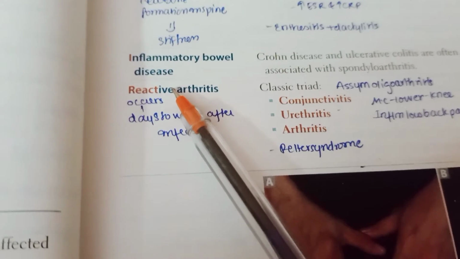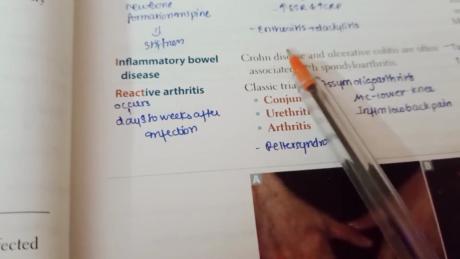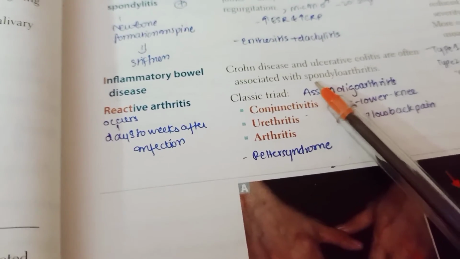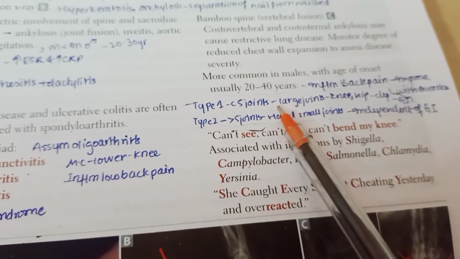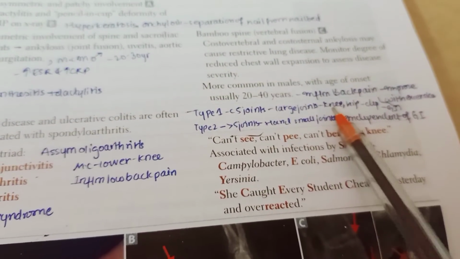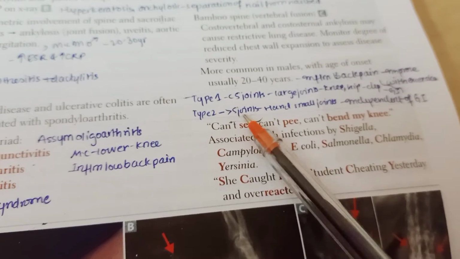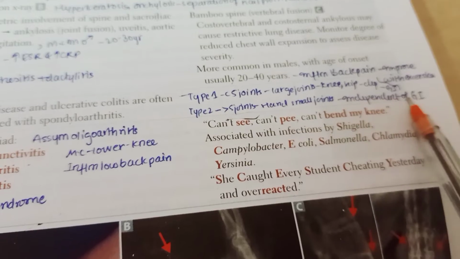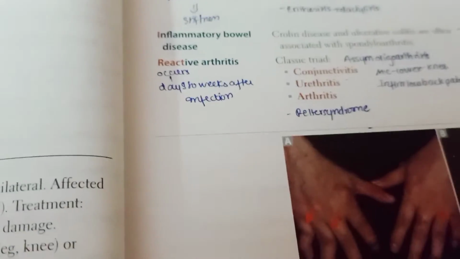Next, let us discuss inflammatory bowel disease. Inflammatory bowel diseases like Crohn's and ulcerative colitis are often associated with spondyloarthritis. They are divided into type 1 and type 2. Type 1 is less than 5 joints involved, that is the large joints like knee and hip, and they are dependent on GI conditions. Whereas type 2 has greater than 5 joints involved, but hand and small joints are involved. It is independent of the GI system.